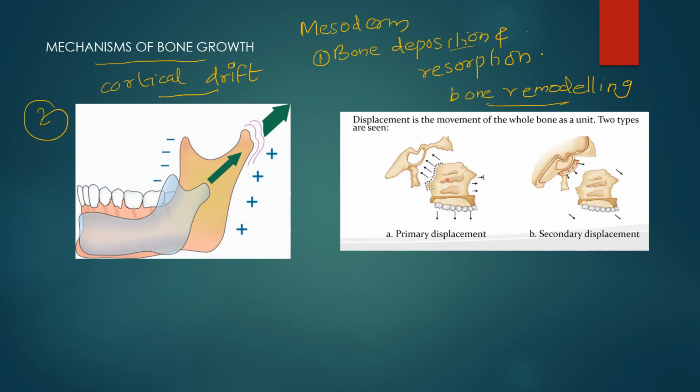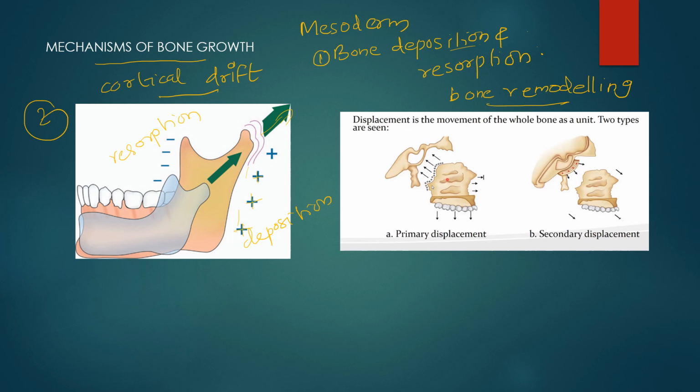That is, if we observe this picture, this posterior aspect of the ramus of the mandible here. The positive symbol means bone deposition, and the negative symbol indicates resorption. So here is a combination of bone deposition and bone resorption. As a result, there is a growth movement of the mandible in the direction of the depositing surface. The mandible grows towards the depositing surface. This is called cortical drift.